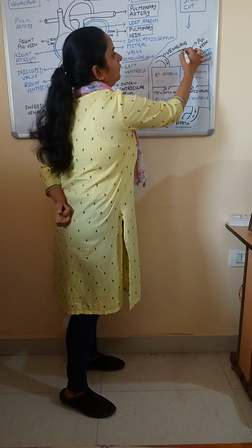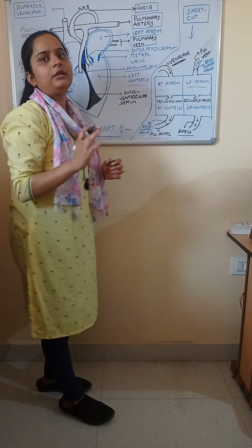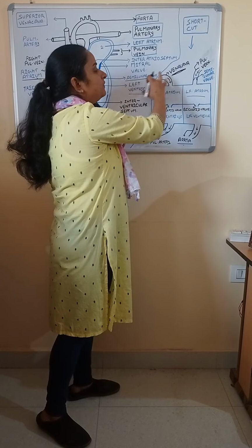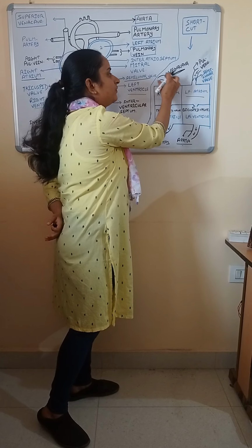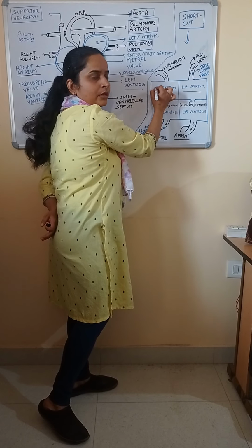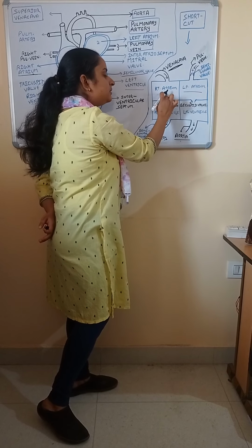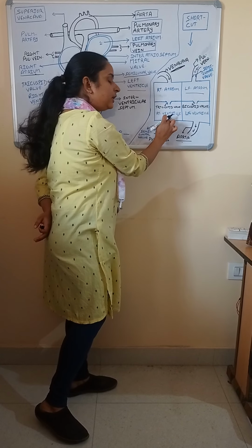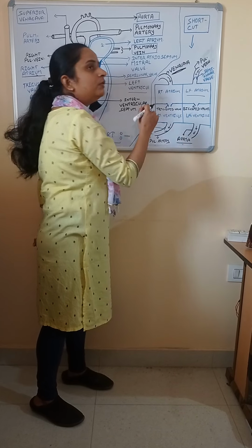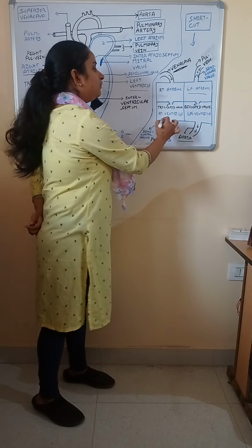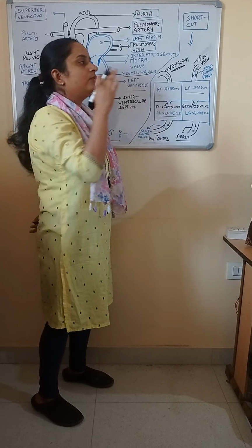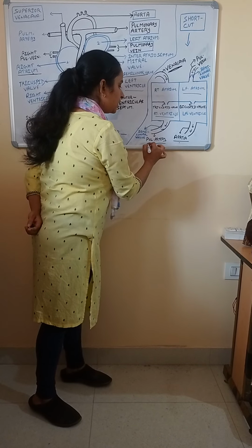What is the vena cava? The vena cava is the main vein of our body, the largest vein of our body. It receives all the deoxygenated blood from the whole body and transfers it to our right atrium. This right atrium supplies the deoxygenated blood to the right ventricle, and from the right ventricle this deoxygenated blood is supplied to our lungs via the pulmonary artery.